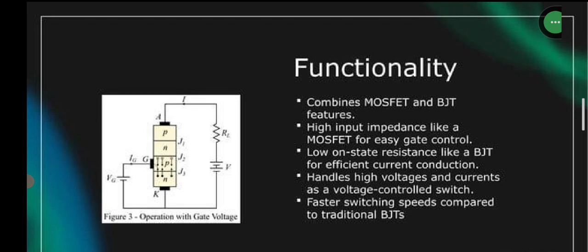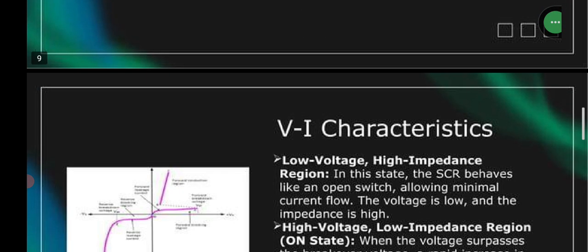Functionality. Combines MOSFET and BJT features. High input impedance like a MOSFET for easy gate control. Low on-state resistance like a BJT for efficient current conduction. Handles high voltage and currents as a voltage controlled switch. Faster switching speeds compared to traditional BJTs.